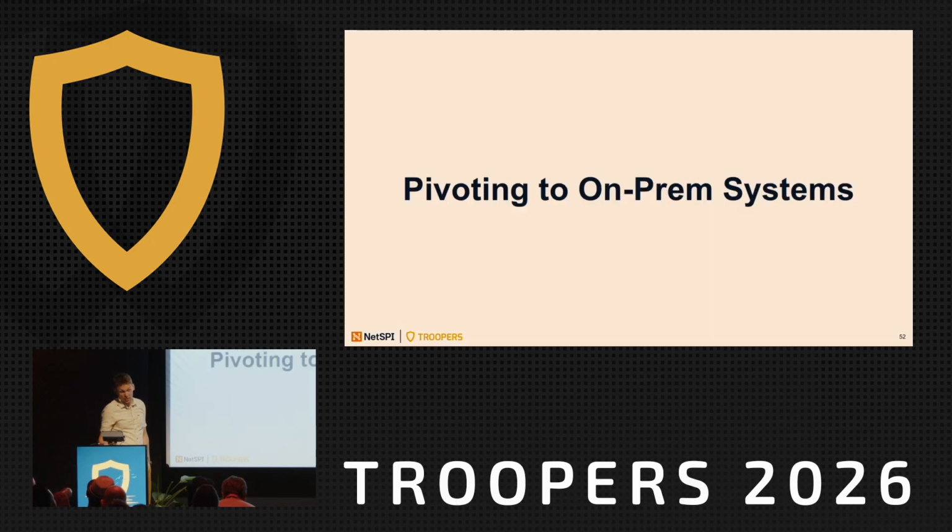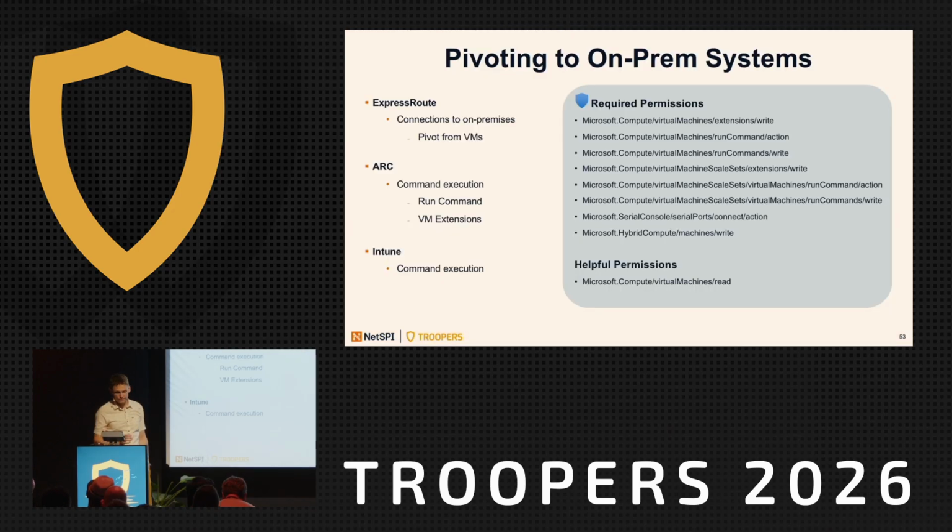We're going to touch very briefly here on pivoting to on-prem systems. This is a whole other presentation in and of itself here, but we wanted to call out 3 specific services and some associated permissions with them that could allow you to pivot to an on-prem environment from the cloud. So first one would be ExpressRoute. This is effectively like a VPN from the cloud down to your on-prem. And if you're on a virtual machine that has access to an ExpressRoute, you can then pivot down onto an on-prem environment from there.